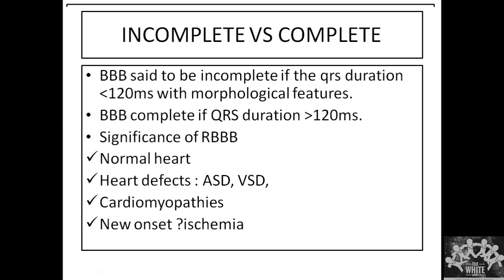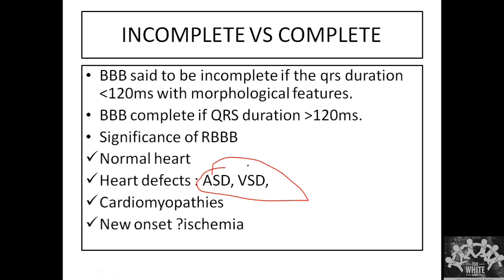It is seen normally also. But then we also have to think of an ASD or VSD. If there is an ASD or VSD, the bundle branch block is usually incomplete. So this is called an incomplete RBBB. Whenever you have an incomplete RBBB, immediately you have to look at the axis.